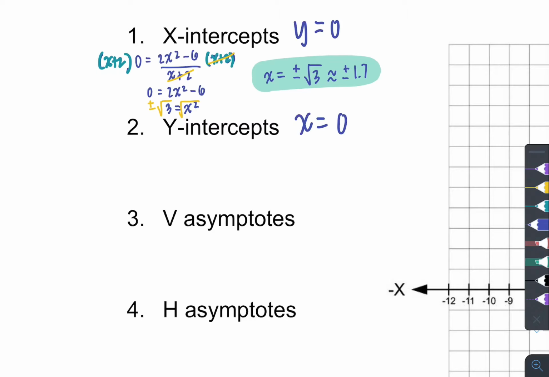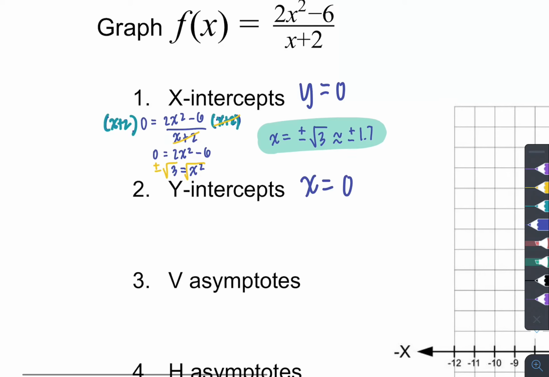All right, for our y-intercepts, we're going to plug in 0 for x. So we have y equals 2 times 0 squared minus 6 over 0 plus 2. So we get 0 minus 6 over 0 plus 2, which is -3. So our y is -3.